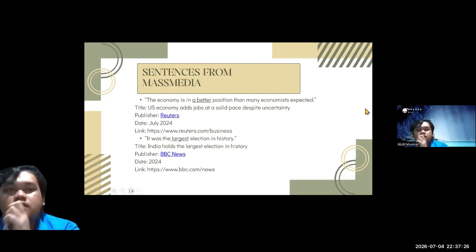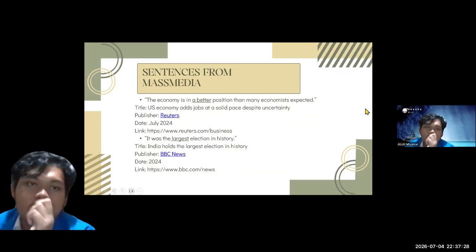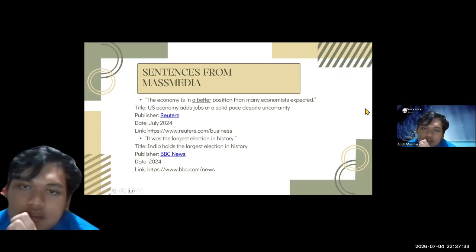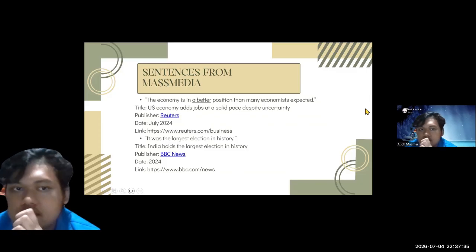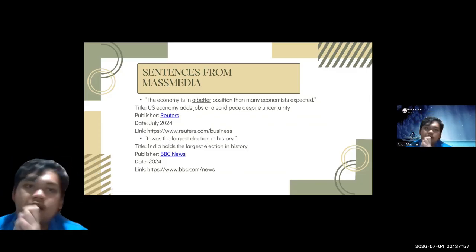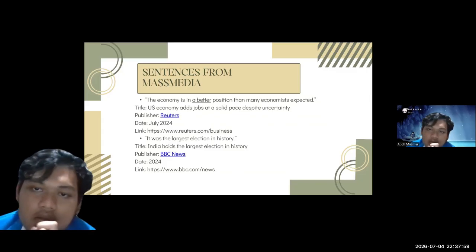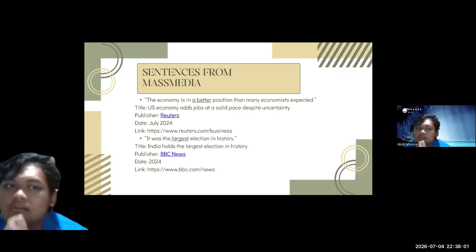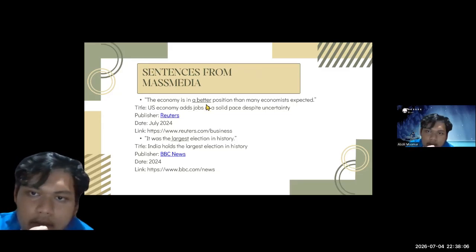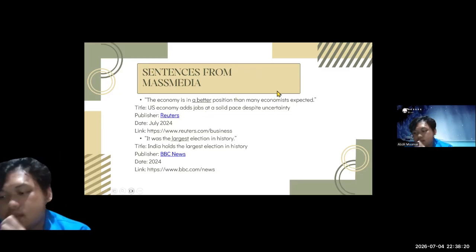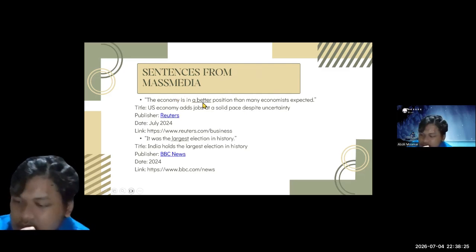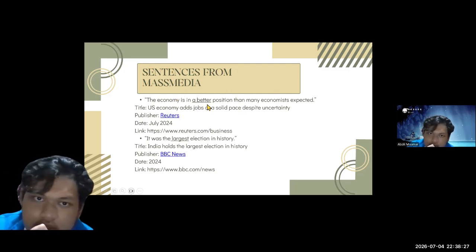This is a sentence from the mass media. The economy is in a better position than many economists expected. The degree of comparison is comparative. The comparative word is better. The base adjective is good.